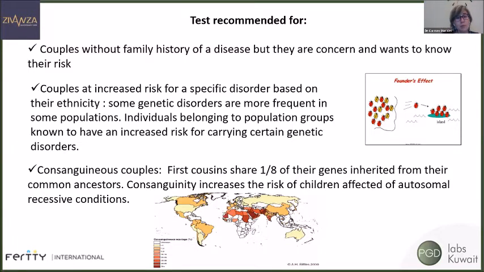Another subgroup of the population at higher risk are consanguineous couples. We know that these couples descend from a common ancestor, and for example, first cousins share 1/8 of their genes. So consanguinity increases the risk of the couple having children affected by autosomal recessive conditions. And consanguinity is quite frequent in some regions, in some parts of the world.